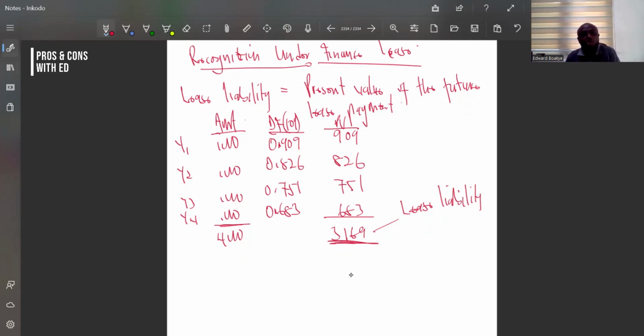The lessor is also going to recognize it in their financial statements, right? As a lease investment or as a finance investment. Because in this case, he has something with you. So it has to be an asset for them. Your liability, which is a cost for you, is an income to them. So they will recognize it as a finance investment or a lease investment in their financial statement.